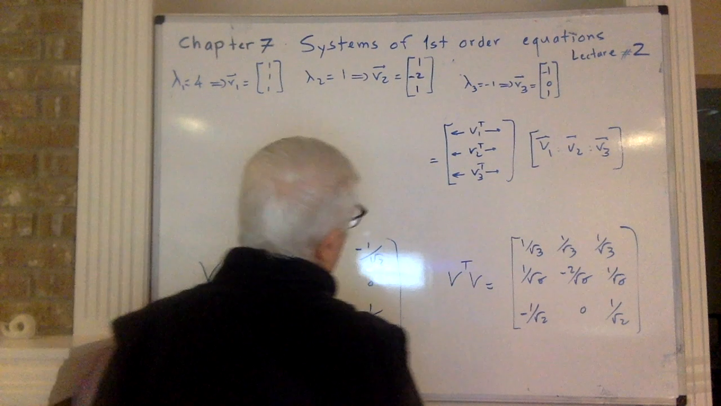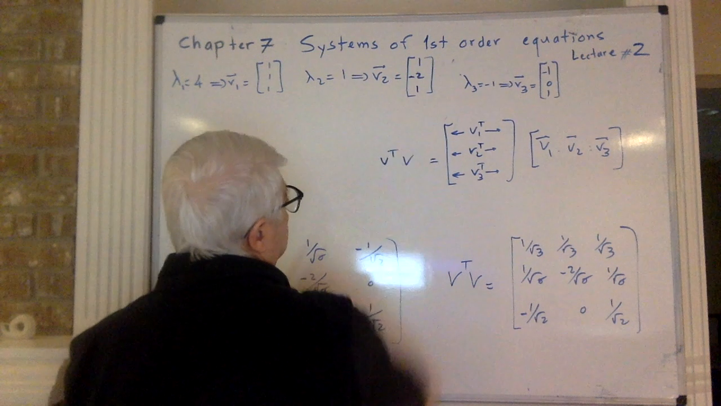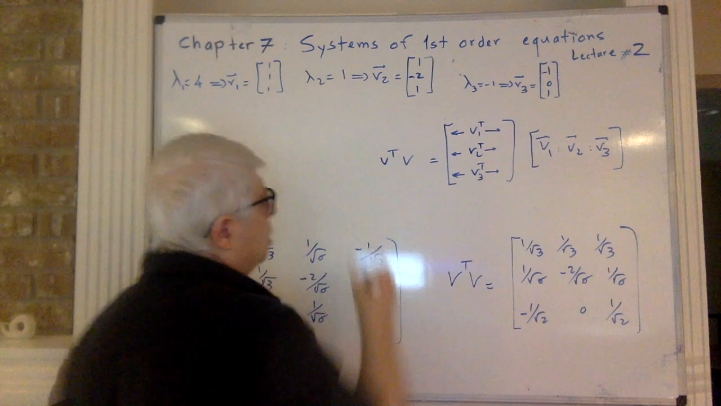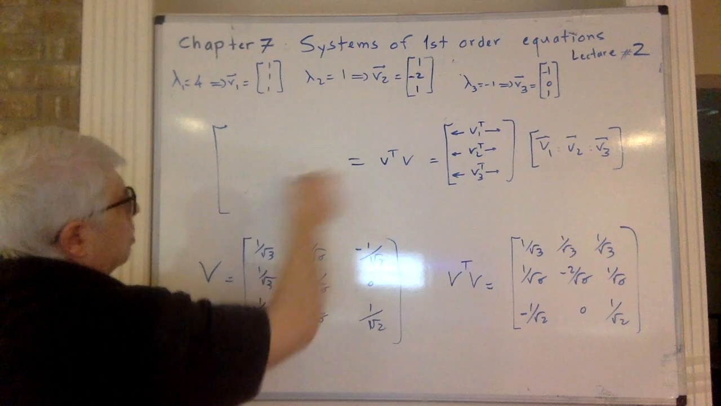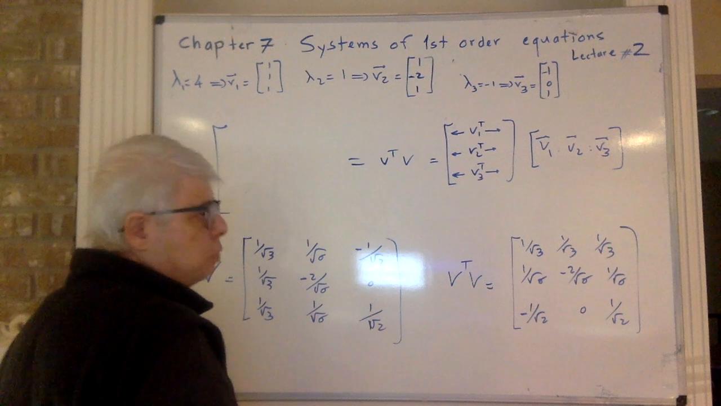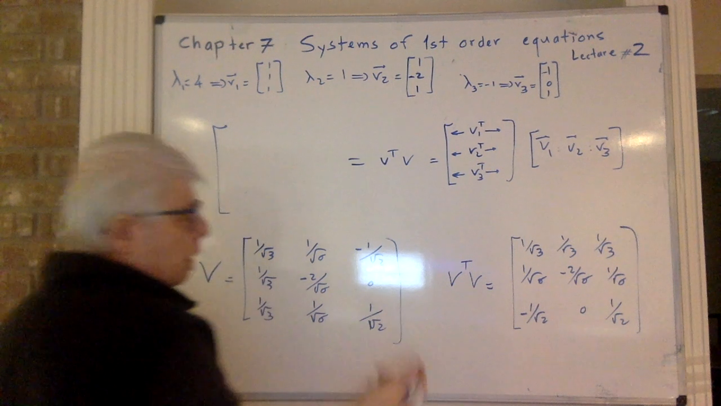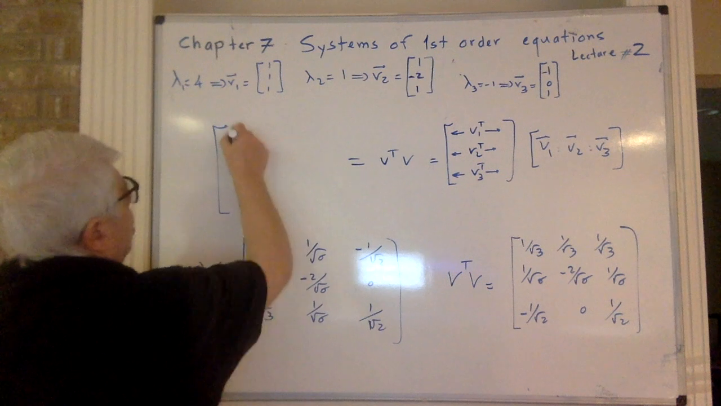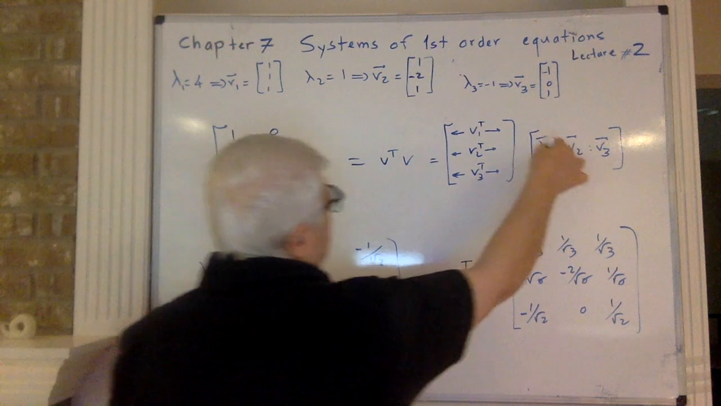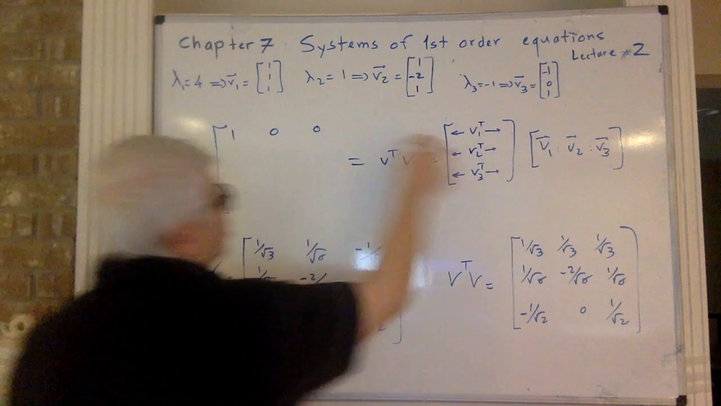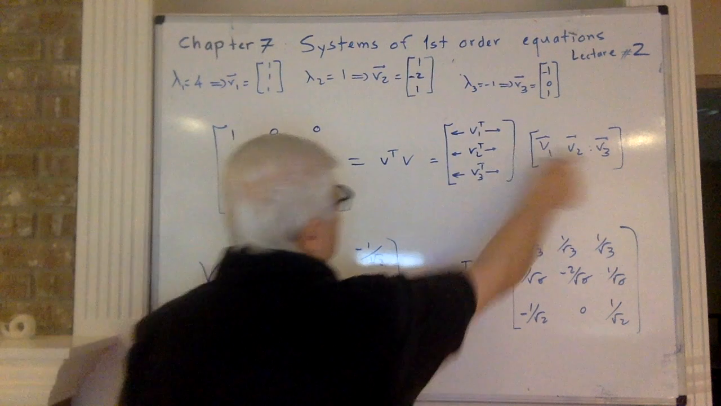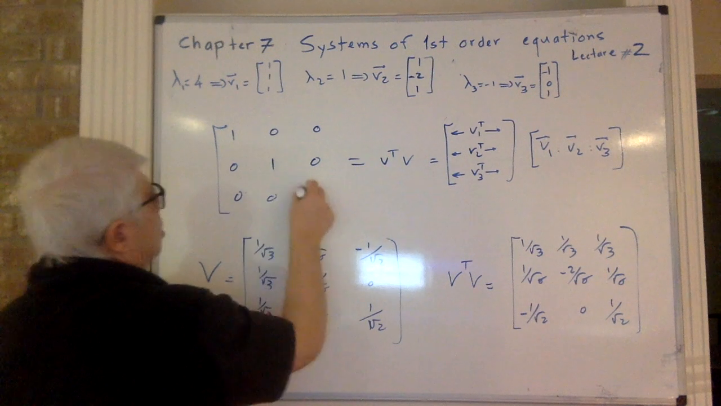So V transpose V. This time this is the first one here. This time this, what do we get? That is a unit vector. V1 transpose times V1, that is the length or the magnitude squared. So that is 1. This is perpendicular to this. This times this is 0. This times this is also 0. This times this is 0. This times this is 1. This times this is 0, and the third row is like this.